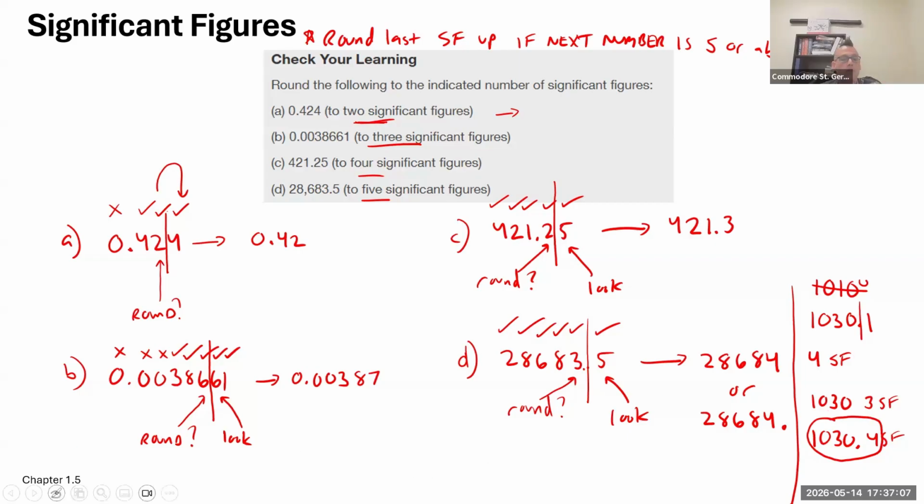Oops, sorry, I don't know why I circled that. Let me erase that. All right, you leave the decimal in. Sorry about that, and it becomes 1030 with a period or a decimal at the end. That makes it 4 sig figs.